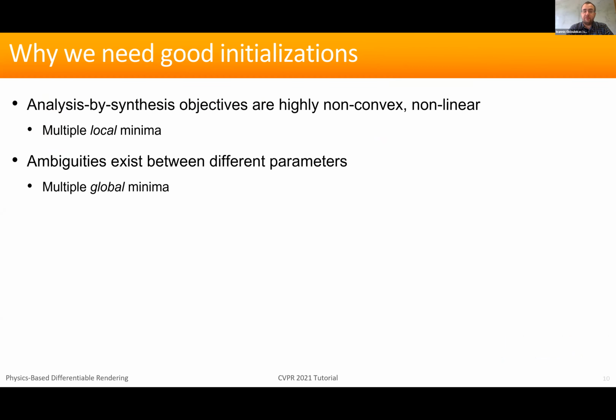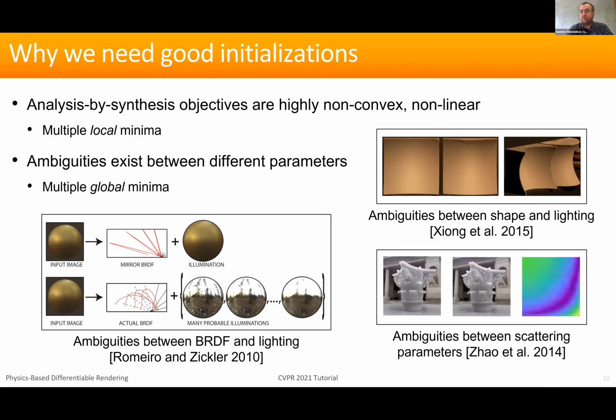There are even multiple global minima, meaning that there can be different sets of parameters that can explain the images perfectly. For example, there is a lot of literature in computer vision and computer graphics, classical papers and more recent papers that describe the types of ambiguities that exist between BRDF and lighting, shape and lighting, between scattering parameters, ambiguities that show up both in direct illumination applications and in applications where we have global illumination.